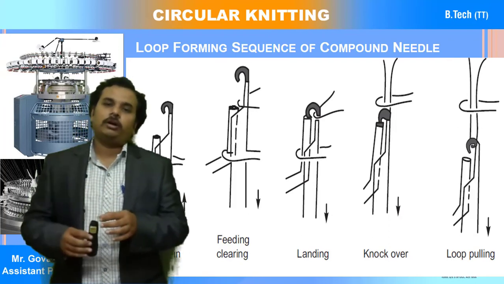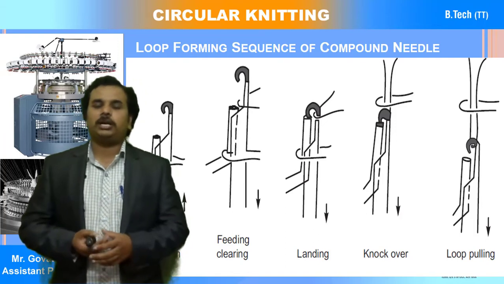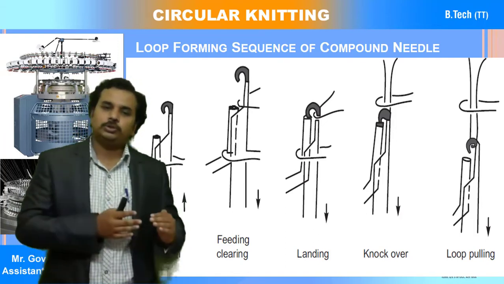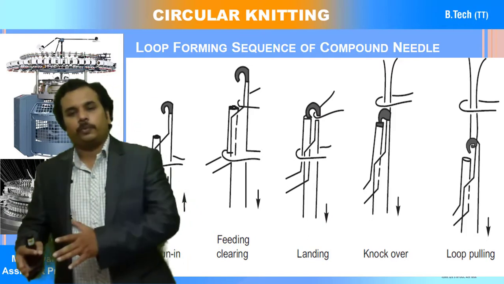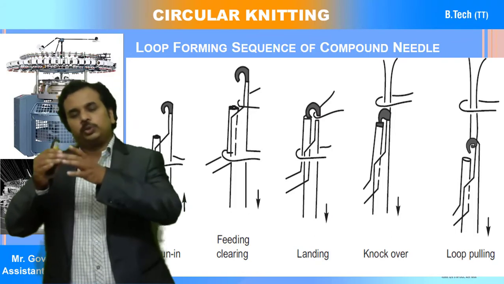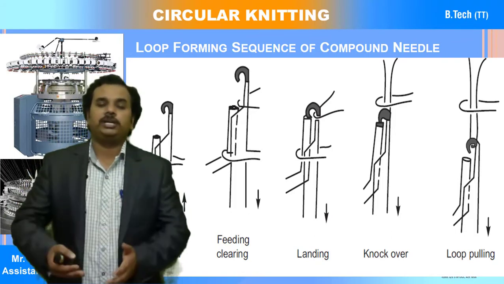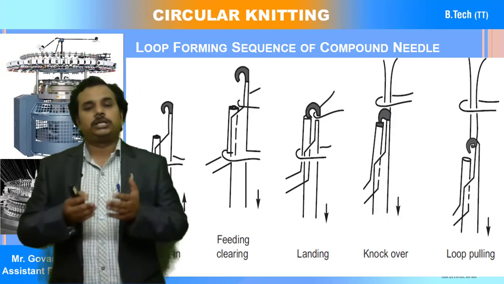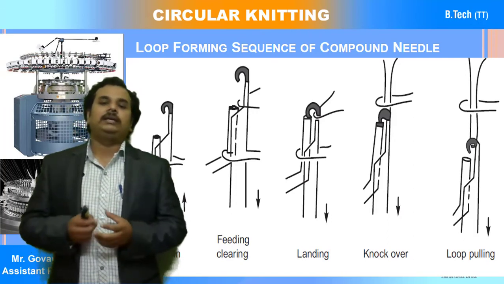So which is going to be activated? The needle is going to go up and down, to rise up and lower down. After rising up, when it just starts to lower down, we are going to feed the yarn onto the needle hook. Then after that, in the third step, loop landing is happening.